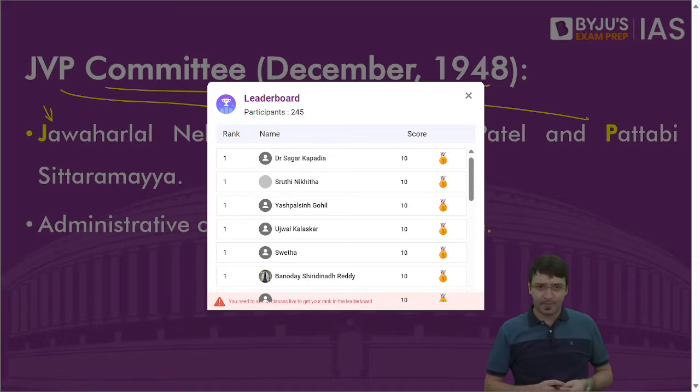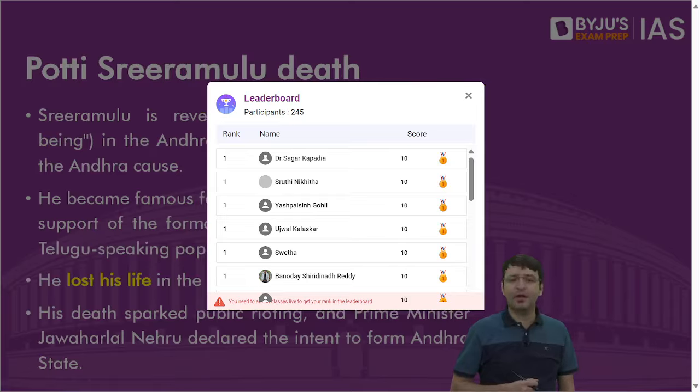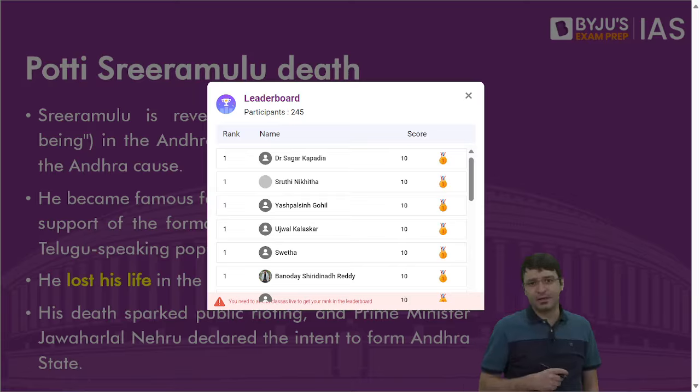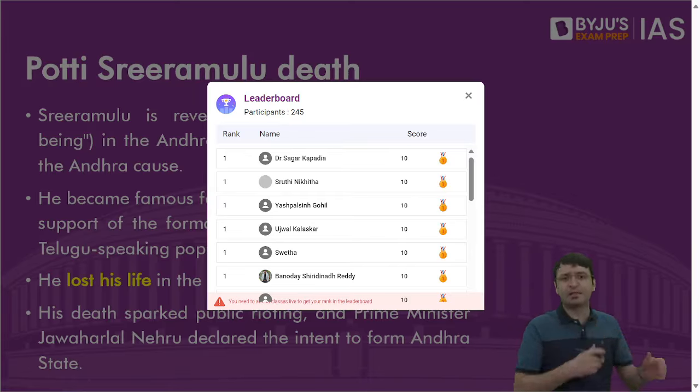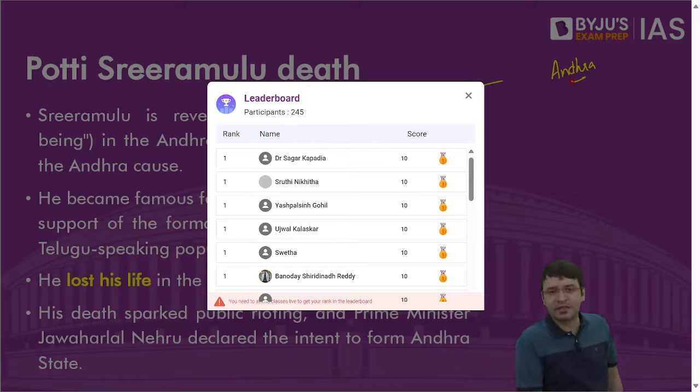But then something happened. One Gandhian, a follower of Mahatma Gandhi, Potti Sriramulu, went on a fast. What was his demand? His demand was that all the Telugu-speaking areas in South India should be merged together to create a state only for the Telugu-speaking population, and that state should be known as Andhra. The government rejected his demand, saying we cannot reorganize this country in the name of language. We have to do that only on the basis of administrative convenience. Mr. Sriramulu went on a fast unto death, and ultimately he lost his life.